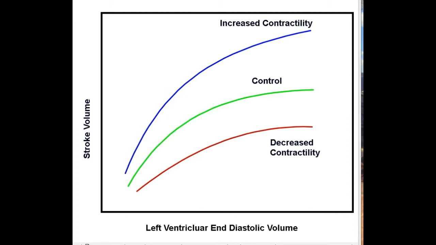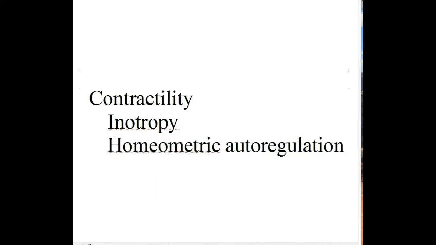Originally, the term contraction and contractility were used interchangeably. However, today they have very different meanings. Contractility, as used today, relates to the efficiency of cardiac muscle during a contraction. Currently, there are two terms that are more appropriately used for the word contractility. They are inotropy and homeometric autoregulation.